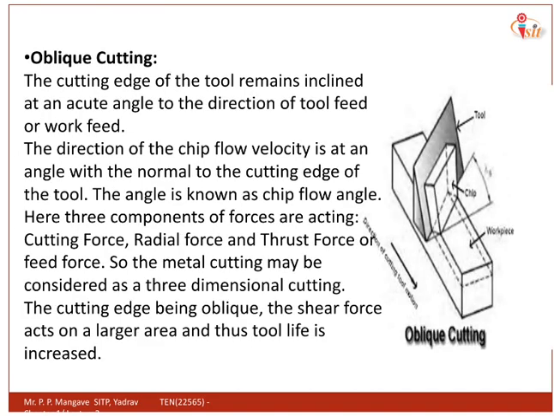Coming to the next type of material removal, that is oblique cutting. Here, as discussed earlier, the cutting tool remains inclined at an angle to the direction of tool feed. This causes the chip of the removed material to flow at an angle to the normal of the cutting edge. That angle is known as the chip flow angle, that is, the angle made by the chip with the normal to the tool surface.